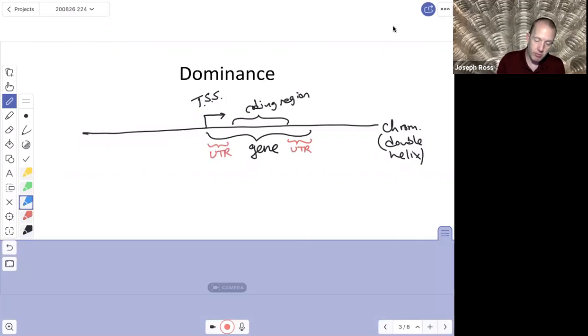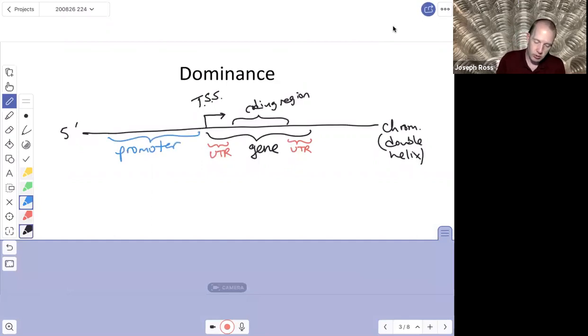Upstream, or to the 5' direction of the gene, is a regulatory region called the promoter. And this is where transcription factors and other sorts of proteins bind by recognizing different DNA sequences found in the promoter region of each gene. And that binding of proteins can either positively or negatively determine whether or not this gene is expressed, whether it's transcribed and translated and produces a protein.